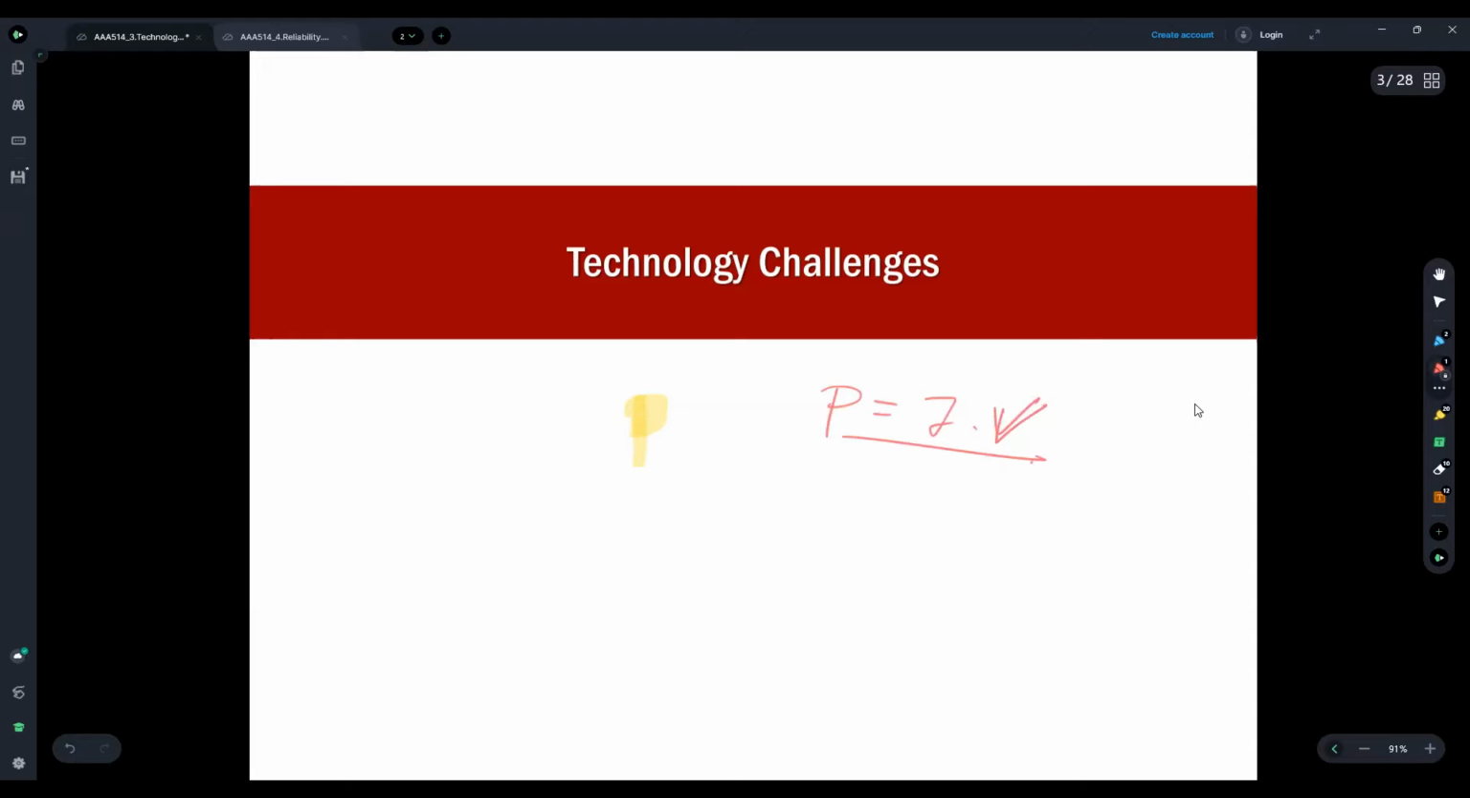V is the supply voltage, and usually we use a fixed supply voltage level. So this I determines the power consumption of the digital circuits.